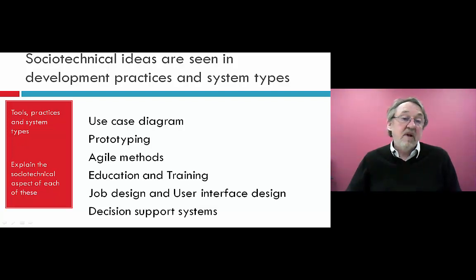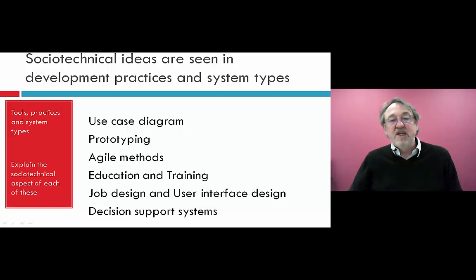So on this slide, here is a list of aspects of systems development. They're deliberately a varied list: the use case diagram, prototyping, agile methods, education and training, job design and user interface design, decision support systems. They're six specific aspects of development practices and systems types, if decision support systems were a systems type. My challenge to you is to explain for each one of those how they express a socio-technical understanding.